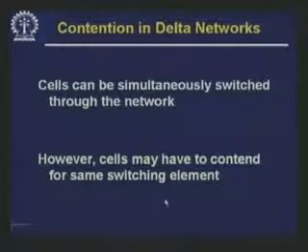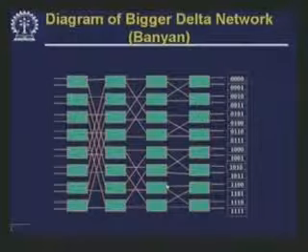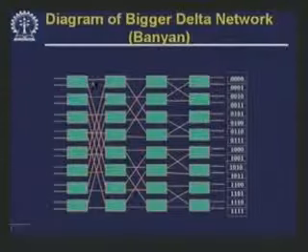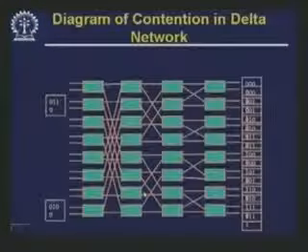But there may be a problem of contention in a delta network. Of course, cells can be simultaneously switched through the network. However, cells may have to contend for the same switching element. First, let's go back to the earlier diagram. You see, as this one says 000 wants to talk to 001, so it will simply go like this. Similarly, another line over here may want to go straight down to somewhere over here. So many calls can go through together. But this is not always the case, as there may be contention for the same switching element, as we will see in this diagram.